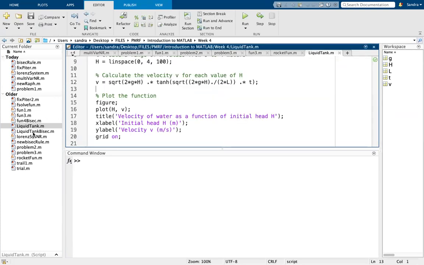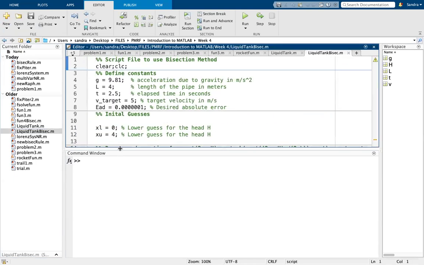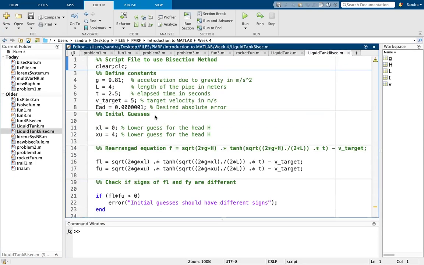Now moving on to the second part. I've written a separate function for that using bisection. So this is all the constants: L, t equal to 2.5, target of v is 5. Similarly to what we did earlier, we have our equation, v equal to something, and v is set to be 5.